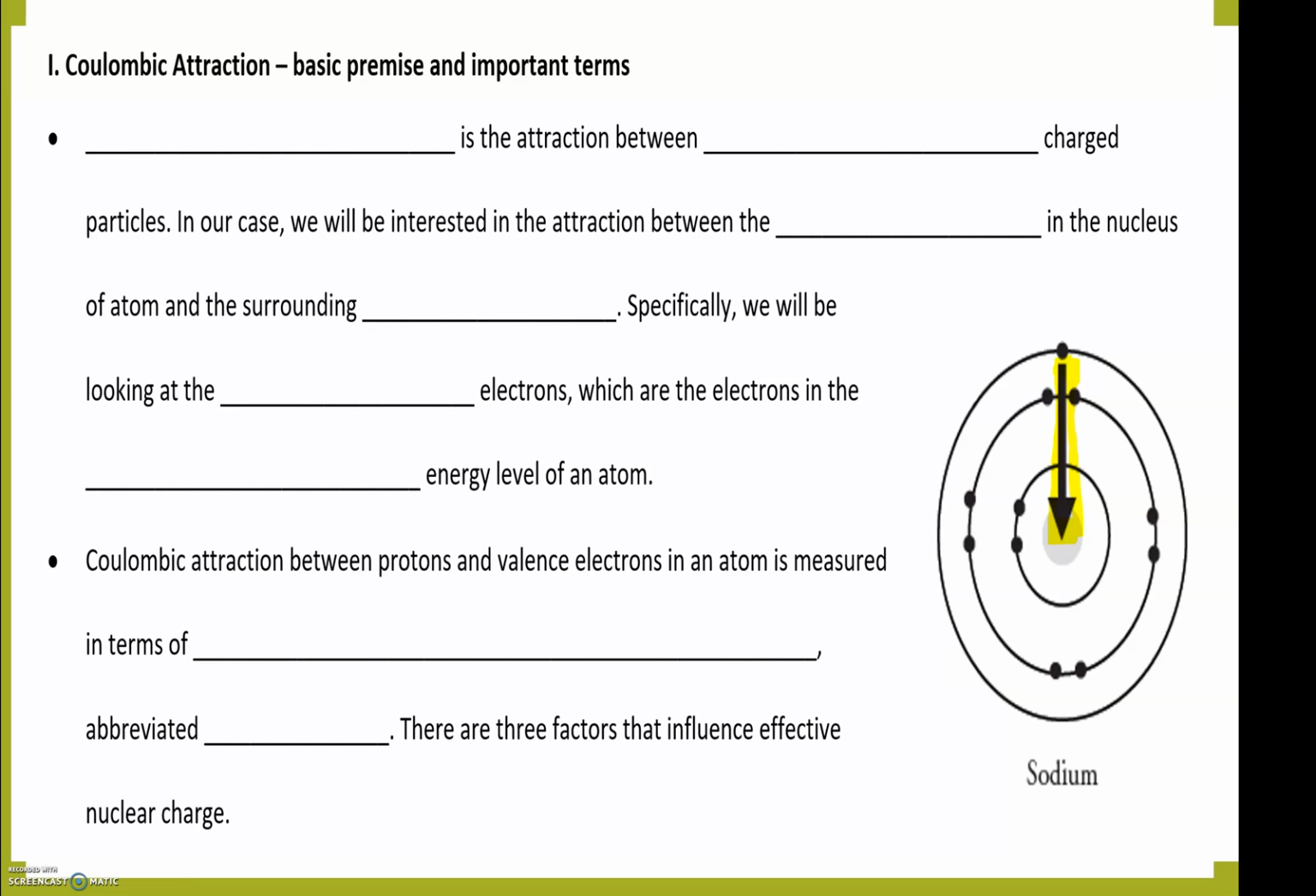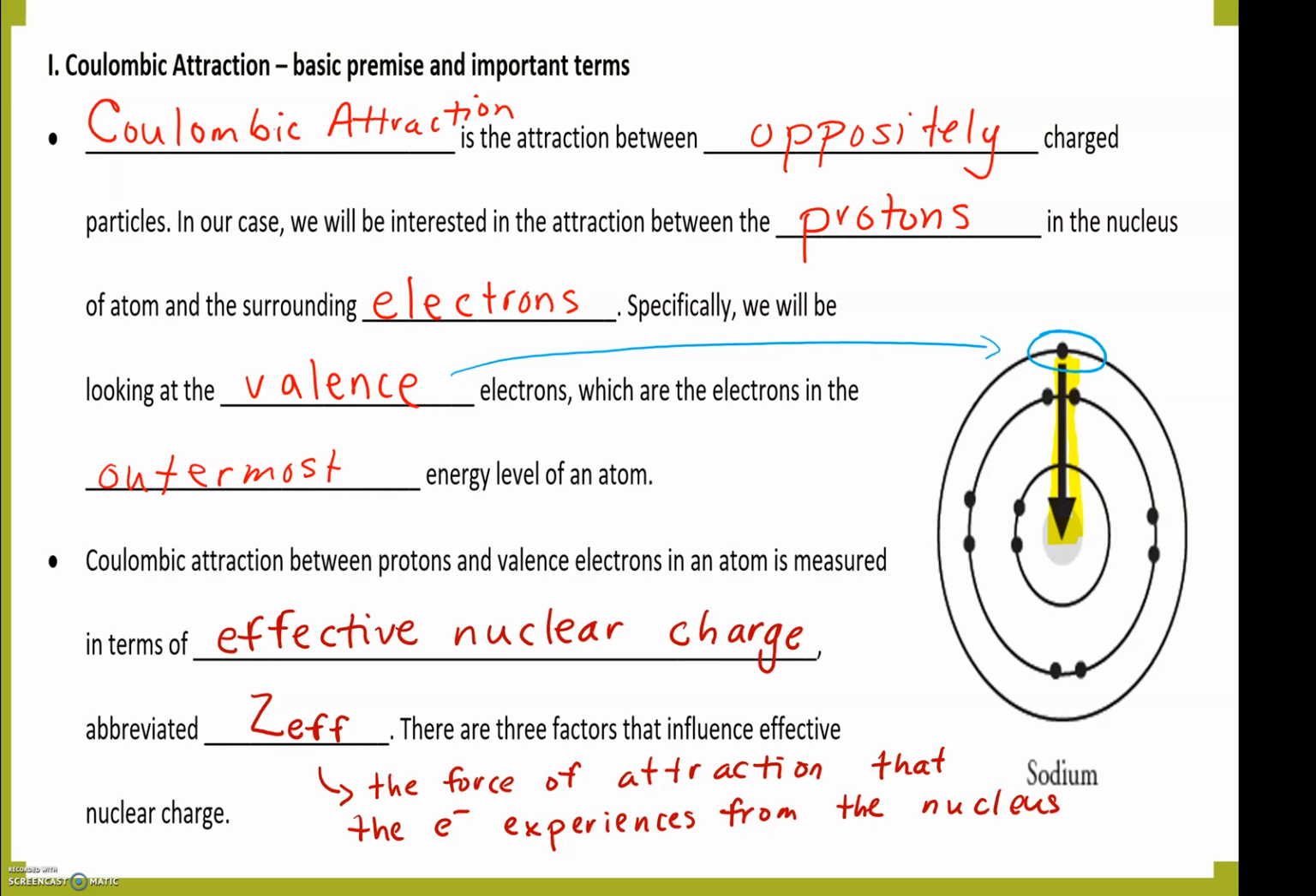Coulombic attraction. What's the basic premise and the important terms? Well, based on the POGIL, a coulombic attraction is the attraction between oppositely charged particles. So let's fill that in. The coulombic attraction is the attraction between oppositely charged particles.